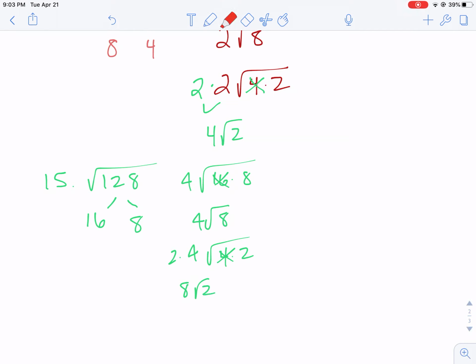So you want to be really careful and make sure that in your answer, when you look at the number inside the square root, that it can't be broken up anymore. So 8 is one that is often left. That's an error that's made a lot. But 8 is 4 times 2, so you can kind of keep going with that one.